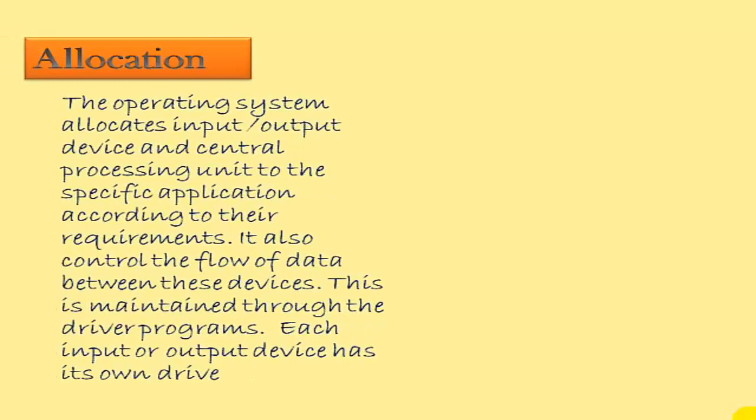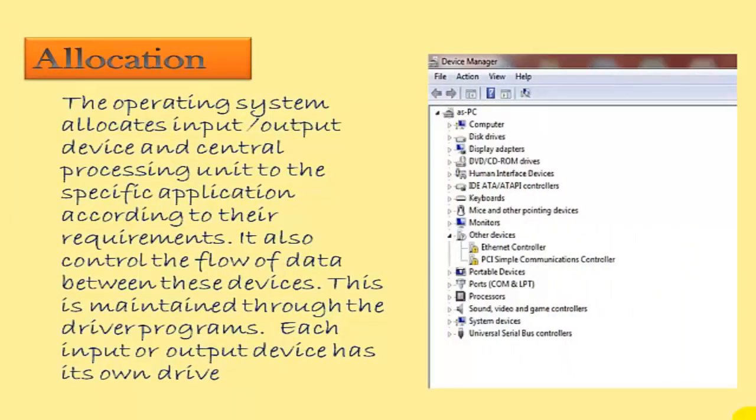Allocation. The operating system allocates input-output devices and the central processing unit to specific applications according to their requirements. It also controls the flow of data between these devices. This link is maintained through the driver program. Each input-output device has its own driver.